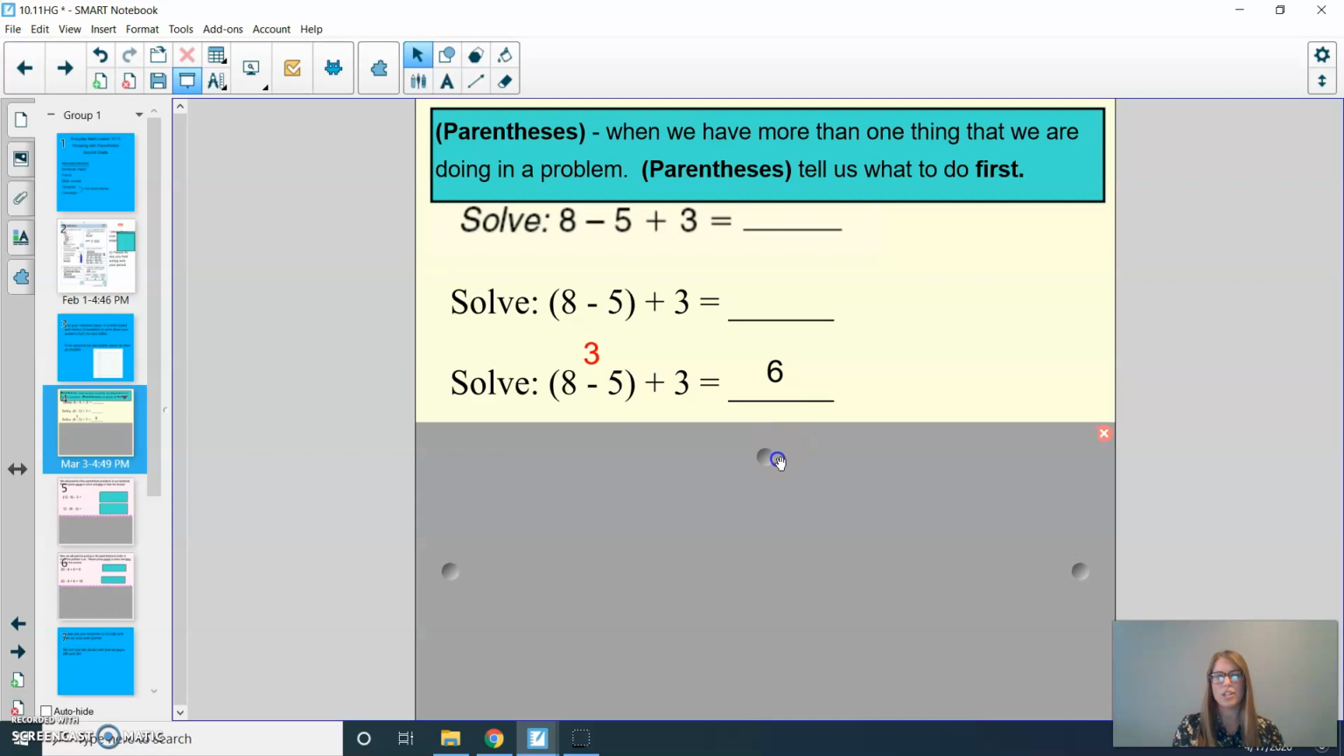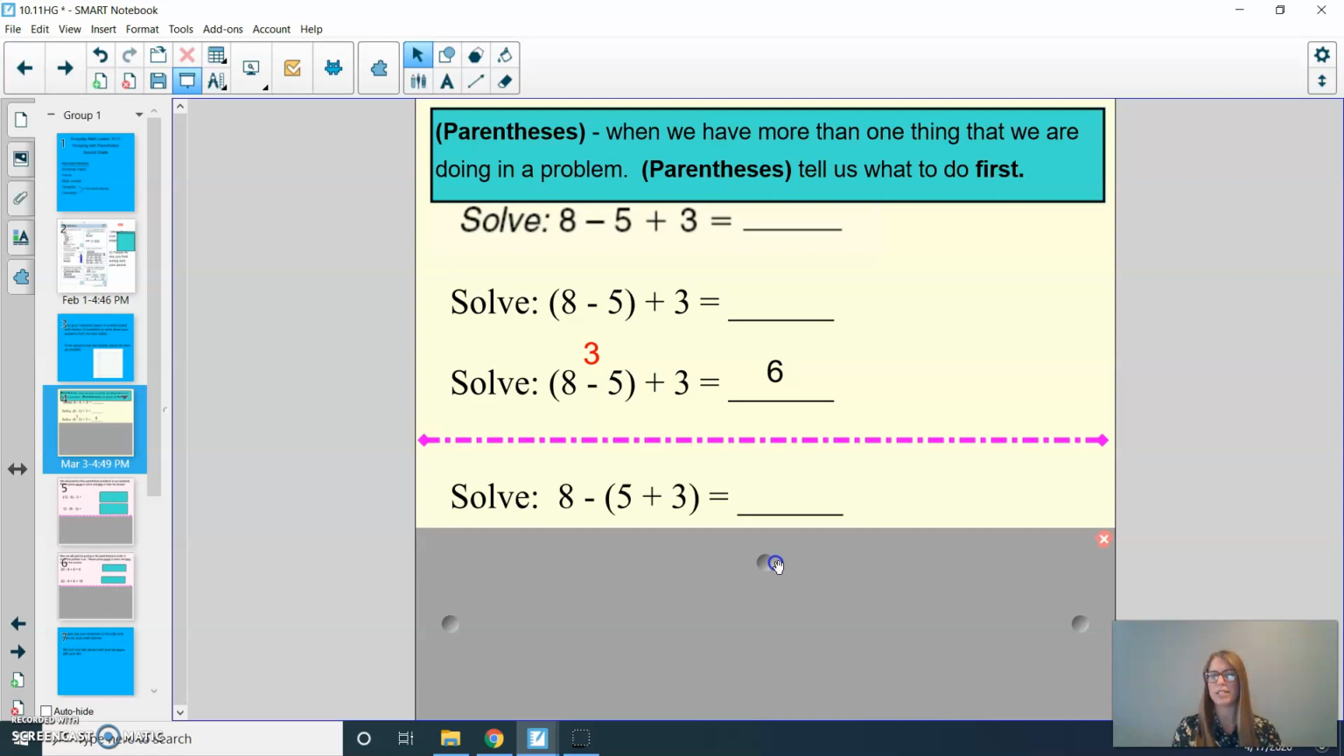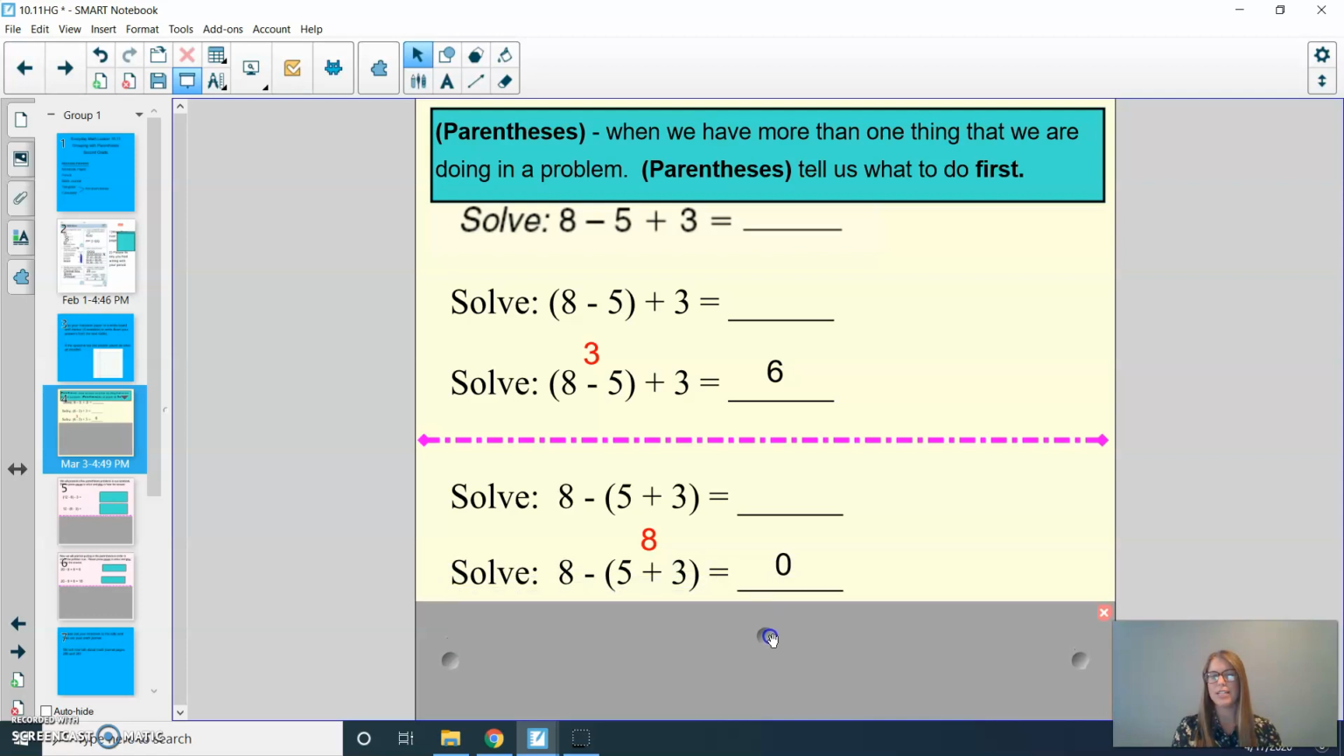Now, second graders, watch if I would have done it in a different order. If I would choose to do 5 plus 3 first, well, I know 5 plus 3 is 8. 8 minus 8 is 0. So notice how I do whatever is in parentheses first, but then I go back and solve it kind of like I was reading a book. I go back to the beginning and do 8 minus 8.